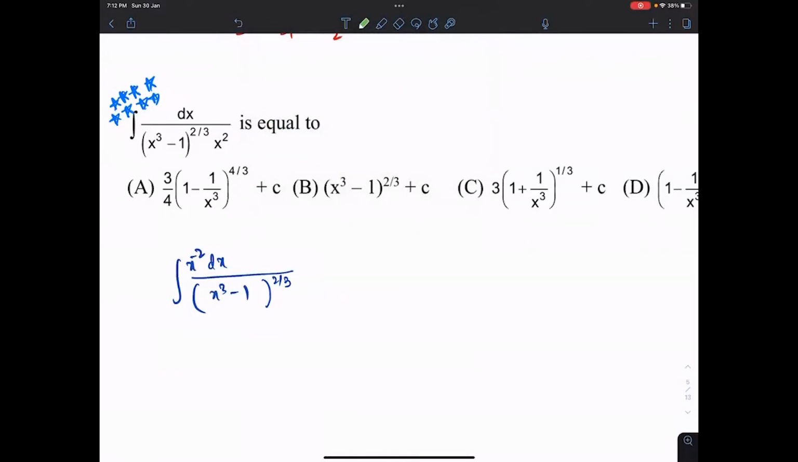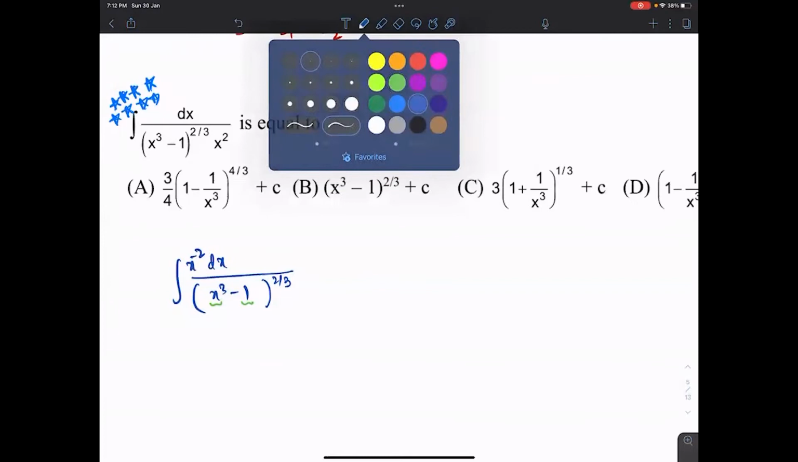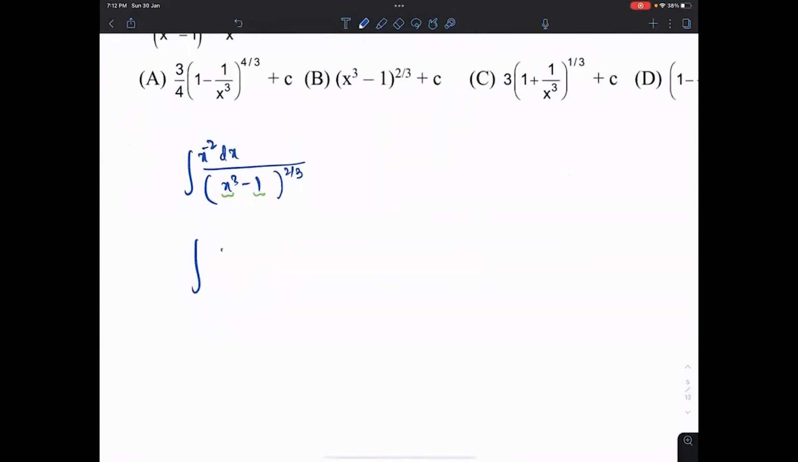In every question like this, you will take something common from the denominator. Here 2 terms are there. If you take one common outside, nothing is going to change. So take x cube common. Then x power minus 2 dx divided by x cube: outside, x square will come because power is 2 by 3. So this will be integral x power minus 4 dx divided by (1 minus x power minus 3) power 2 by 3. Correct?